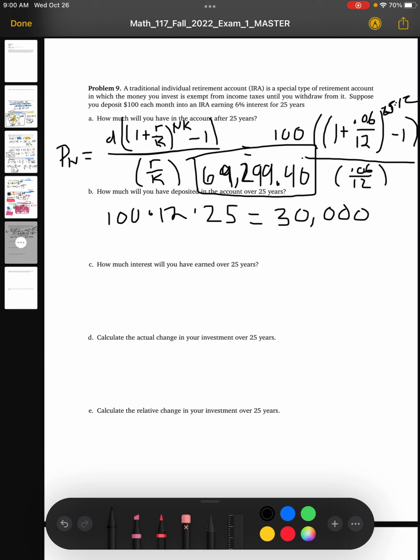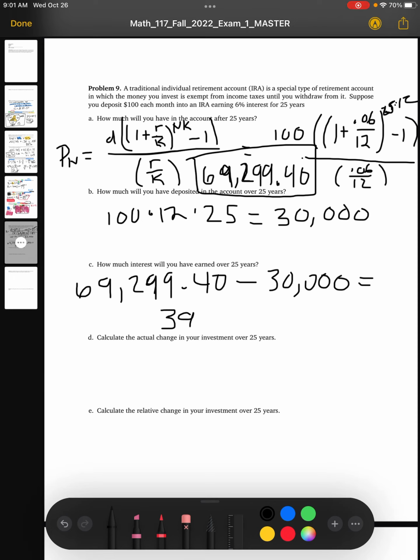If we want to know how much interest we've earned over the 25 years, we can take the money that we have. This is what we end up with. And we can subtract the amount we deposited. And that number is going to give us the amount of interest that we earned over time. We only put in $30,000. I say that like it's a small number. We put in a lot. So your total amount of interest that you earned was $39,299.40.